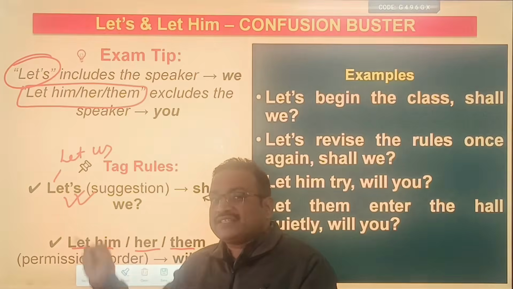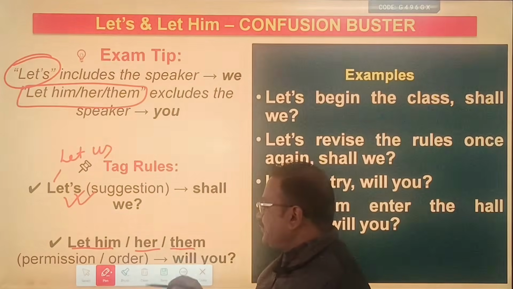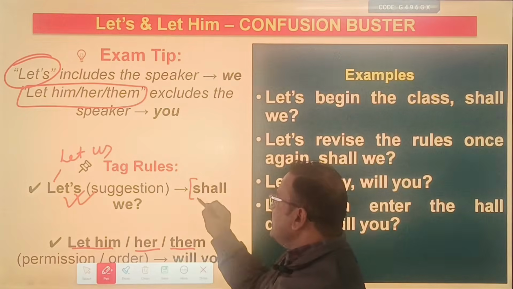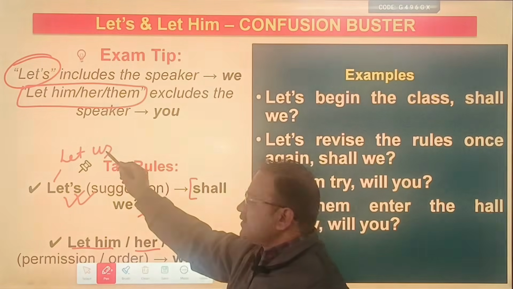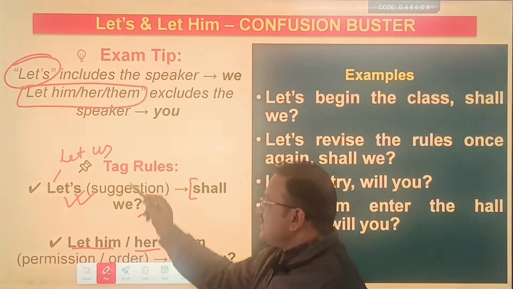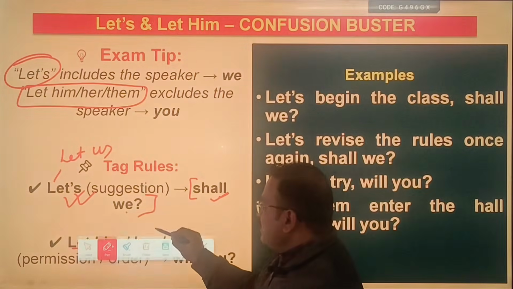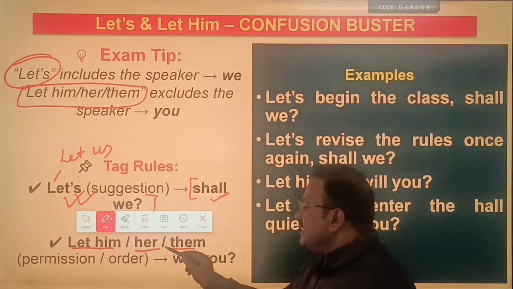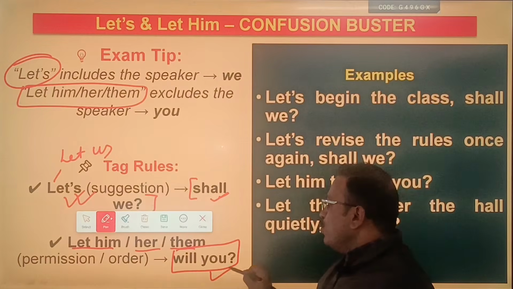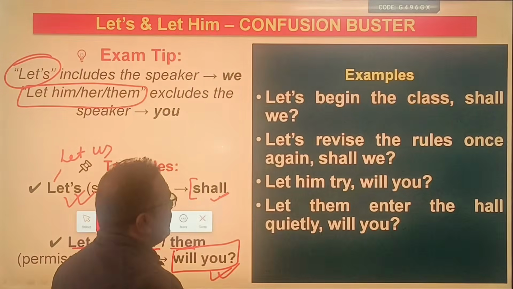Now, sentences with these let's and let, how do we change the tags? Let us understand. When you have let's, the tag will be shall we. Let us, so shall comes for we. So us changes into we, and shall. Let us, shall we. But when you have let him, let her, or let them, then in all cases the tag will be will you.